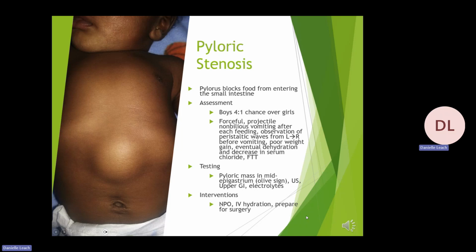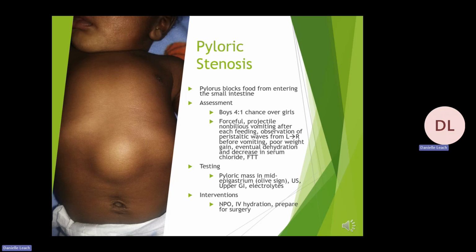Pyloric stenosis. Pyloric stenosis occurs in babies where the pylorus blocks food from entering the small intestine. The pylorus is basically a muscular valve that's between the stomach and the small intestine, and it normally holds food in the stomach until it's ready to be moved on to the next stage, the small intestine. But in pyloric stenosis, the pylorus muscles abnormally thicken and become very large. This blocks food from normally passing to the small intestine.